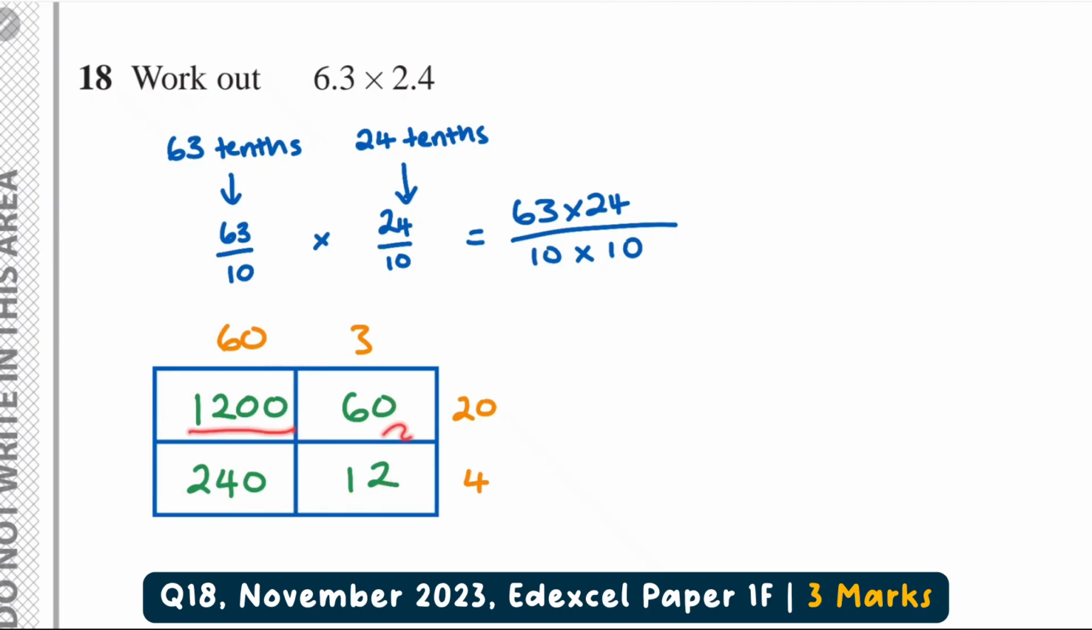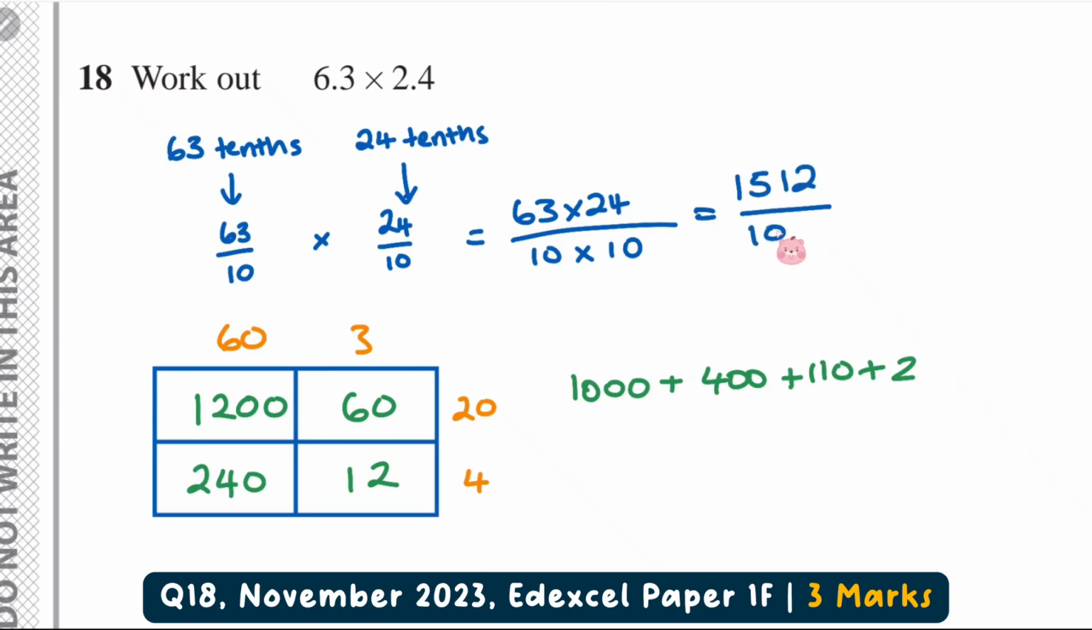So we go 1,200 plus 60 plus 240 plus 12. So this will give me 1,000 plus 200, 400. And then I'm going to add the tens. 40 plus 60 plus 10, 110. And finally the ones, so add the 2. So this is 1,512. So this gives us 1,512. And we know that 10 times 10 is 100.